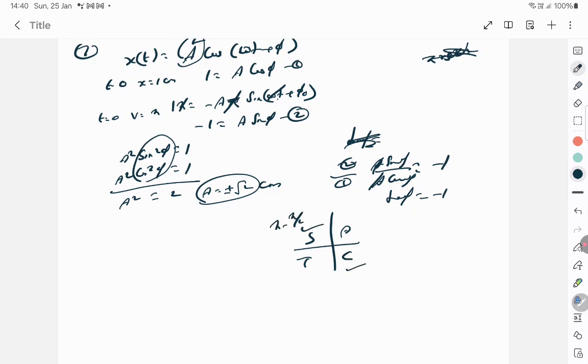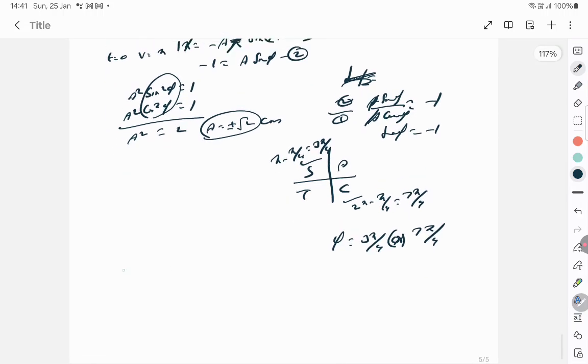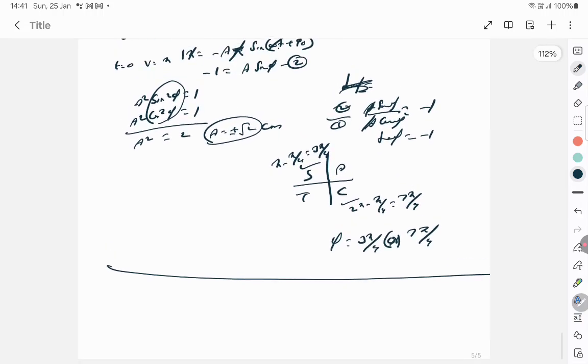Pi minus pi by 4, which is 3 pi by 4, and 2 pi minus pi by 4, which is 7 pi by 4. These are the two values. So you know the initial phase can be 3 pi by 4 or 7 pi by 4. I get one of these. That completes the first question, part A.